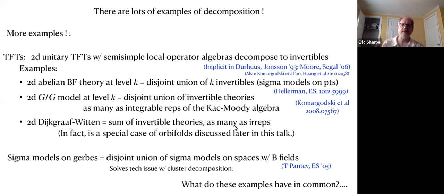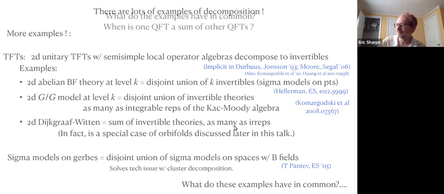Now, I've presented some very different seeming examples. I've got topological field theories. I've got two-dimensional gauge theories with trivial group actions. I've talked about four-dimensional Yang-Mills theories with a restriction on instantons. What's the common feature? What unifies these different examples?